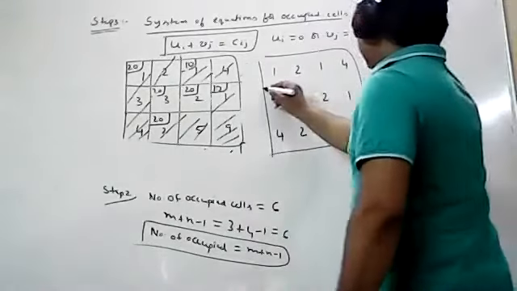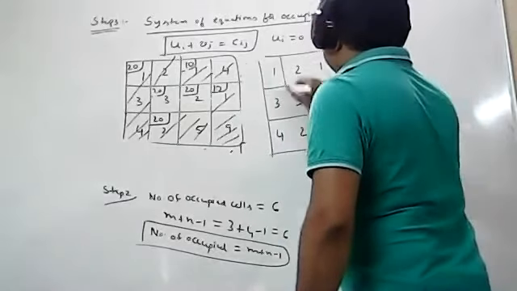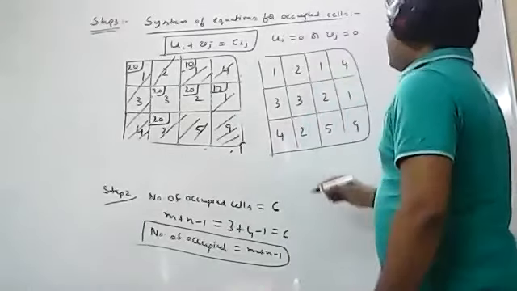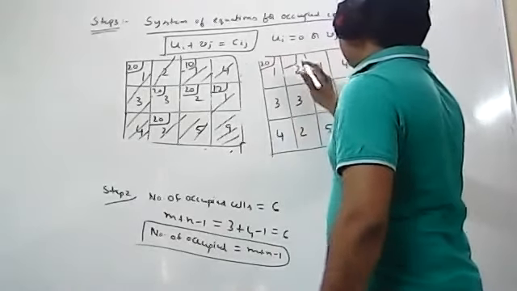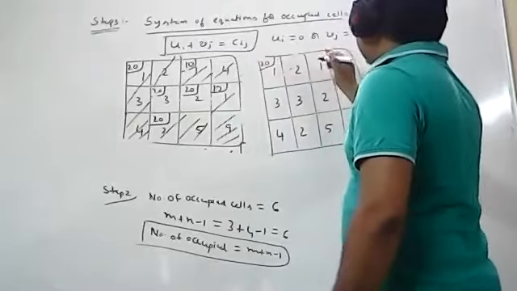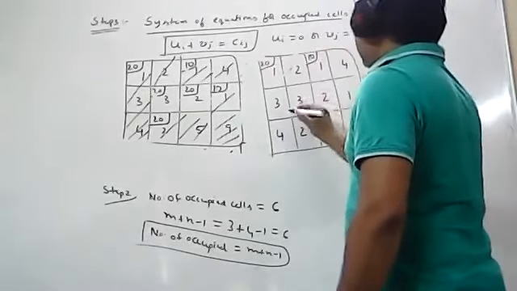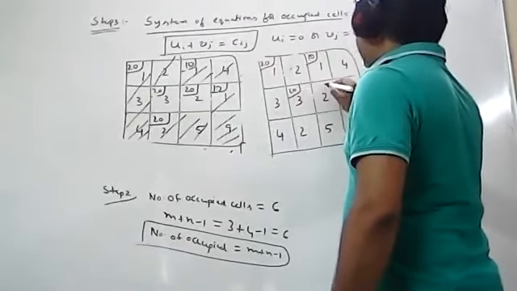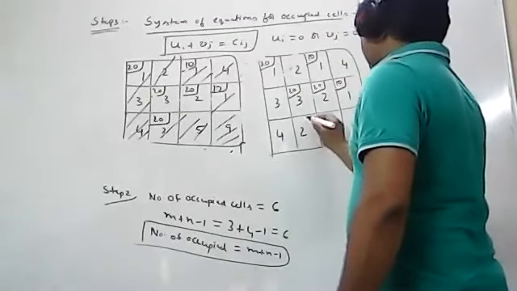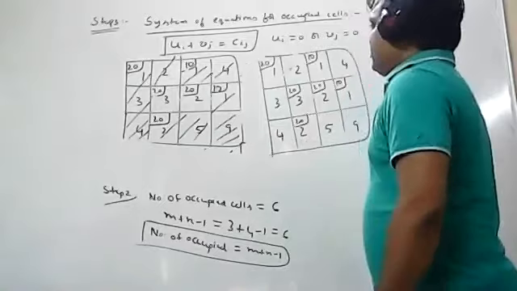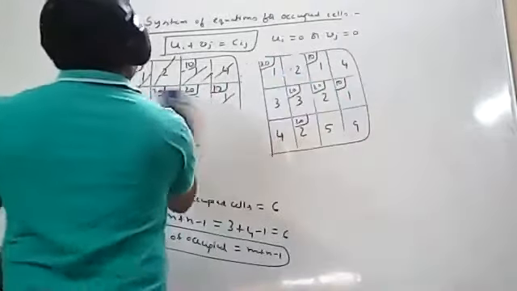Wherever you got the allocations, just make the allocations. Here you got 20. Here no allocation is there. Here you got 10. Next, this is 20, and this is also 20. This is 10, and this is 20. This is 20. So these are the 6 allocations you got.